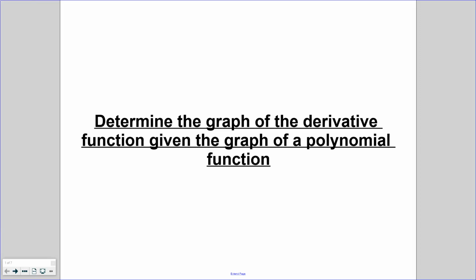Determine the graph of the derivative function given the graph of a polynomial function.